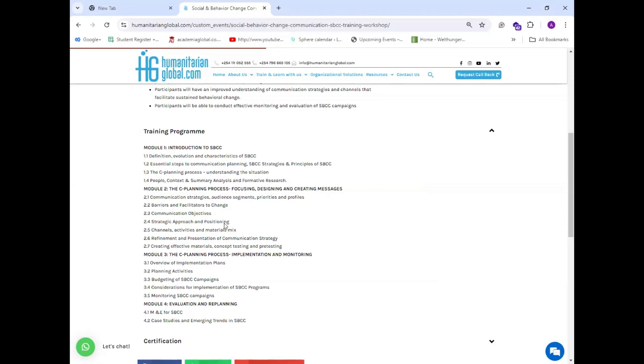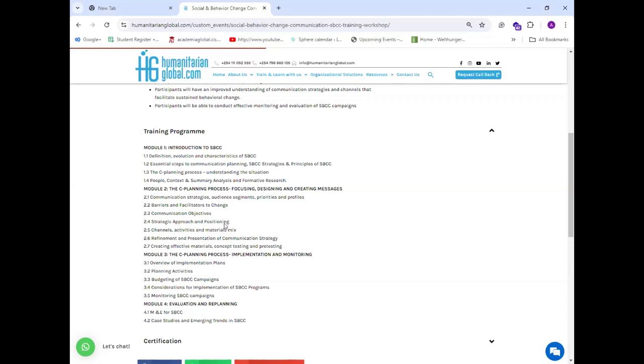As we delve more into the planning process, in the second module we focus on the design and the creation of messages. Among the key areas here, we talk about the communication strategies, the audience segmentation, priorities, and profiles. We also look into barriers and facilitators to change, communication objectives, strategic approach, and positioning. We also talk about channels, activities, and the material mix when it comes to communication. We also look into the refinement and the presentation of a communication strategy, how to create effective materials, and also the concept testing and pre-testing.